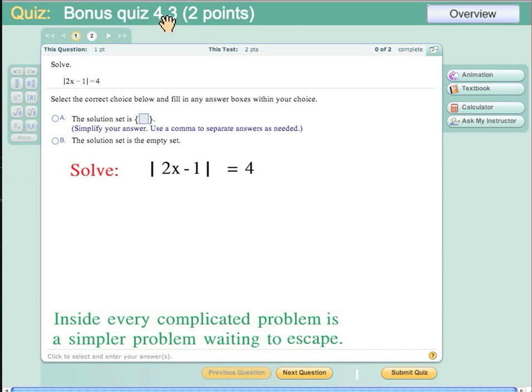Welcome to the bonus quiz for 4.3, a section that I've warned is quite a challenging section, maybe one of the most challenging sections all semester. And that's because our unknown now gets embedded between absolute value bars, and that increases the complexity dramatically. Let me show you an idea that I think will get you moving in the right direction.